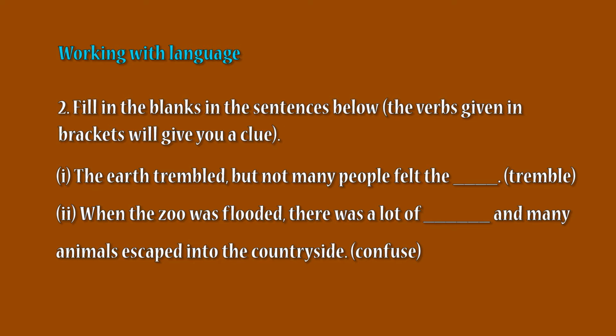Let's do number 1. For example, it says the earth trembled, but not many people felt the what? Tremble, it says. Trembling. Good. Not many people felt the trembling. When the zoo was flooded, there was a lot of dash and many animals escaped into the countryside. Confuse. What is the right word there? There was a lot of confuse? No. Confused? No. Confusion. Excellent. And now you can work on that.